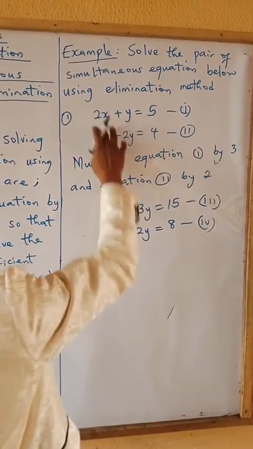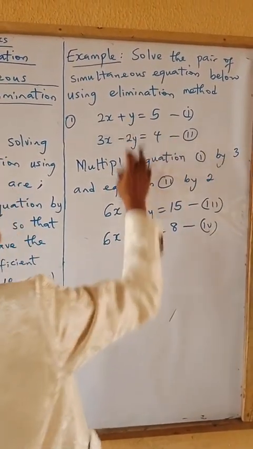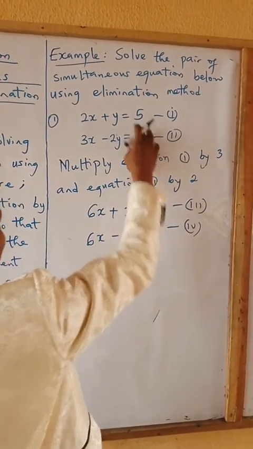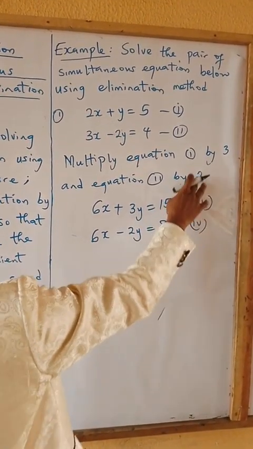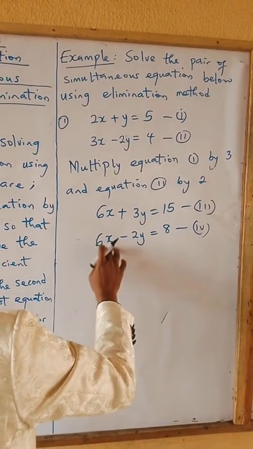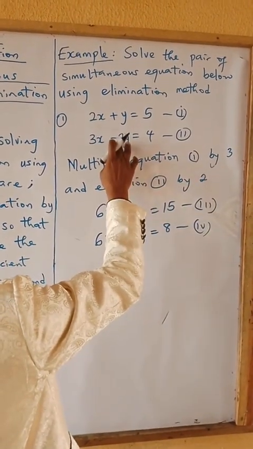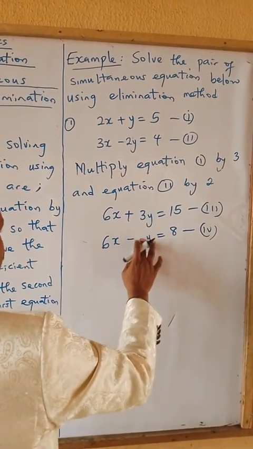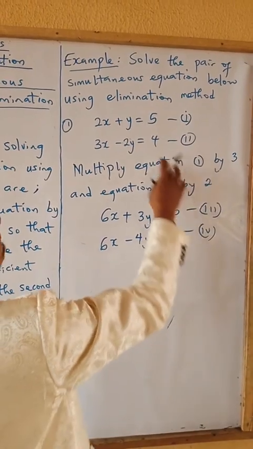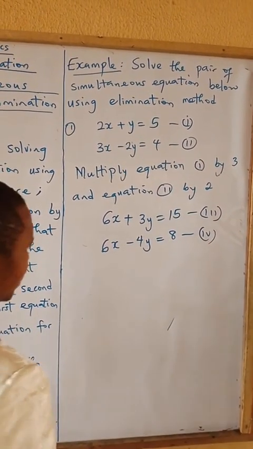3 times 2x will give us 6x, 3 times y will give us 3y, and 3 times 5 will give us 15. And likewise, 2 times 3x will give us 6x, 2 times minus 2y will give us minus 4y, then 2 times 4 will give us 8.